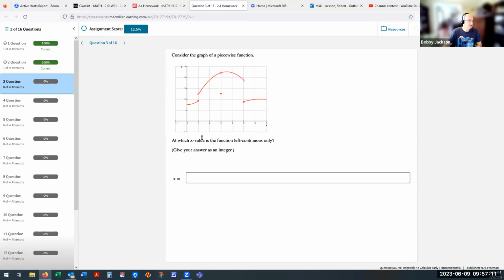We want this to be left continuous only. That's going to occur at 1, right? The function is left continuous, right? Because the limit from the left equals the value of the function. The limit from the right does not. So it's not right continuous. So the answer should be x equals 1.